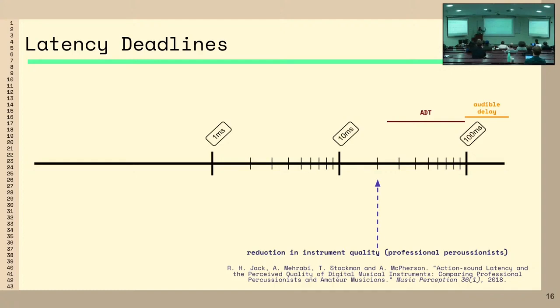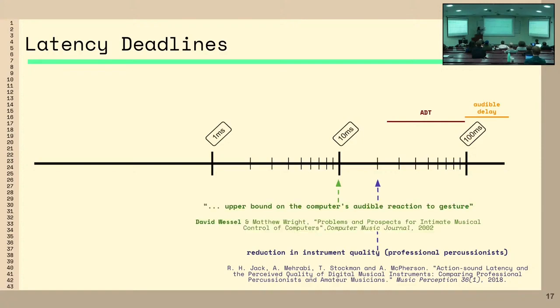There was a study performed by one of my colleagues, Robbie, he's also one of the developers at Bela, a while ago on setting different latencies for percussive instruments. And for example, with 20 milliseconds, professional percussionists could already tell the difference in perceived instrument quality. This brings us to the 10 milliseconds upper bound, which David Wessel said in 2002, and is cited all along NIME, and is used as a measure of how reactive your system is. But even below that, latency can be important, right? So this tells you that 10 milliseconds should be the ideal aim for an audible reaction to gesture. But below that, you have other things.